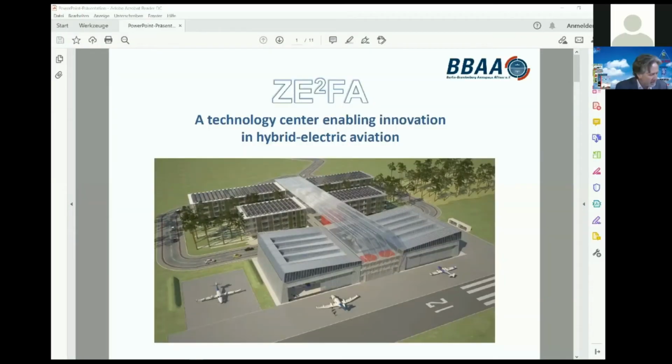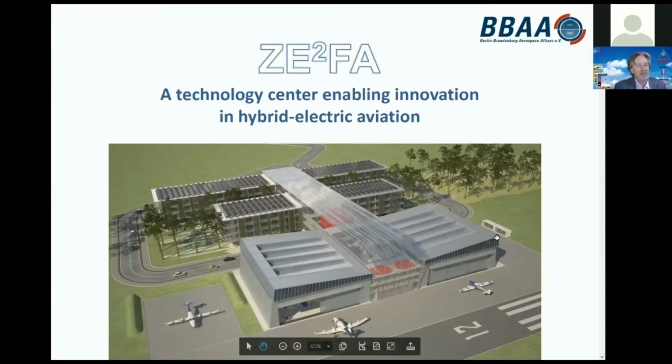So now, next presenter, Johannes Garbino-Anton from BBAA, and he is giving us an overview about a very interesting infrastructure project, or not infrastructure. It's kind of infrastructure for aviation, which shall enable manufacturers to get their electric aircraft products certified and in the air. The stage is yours. Thank you.